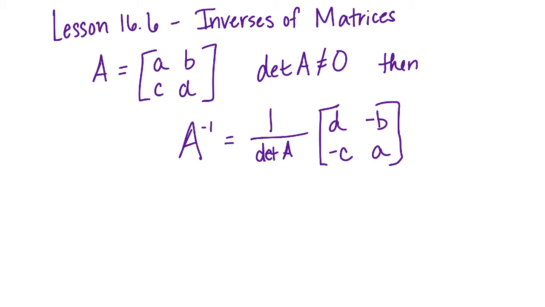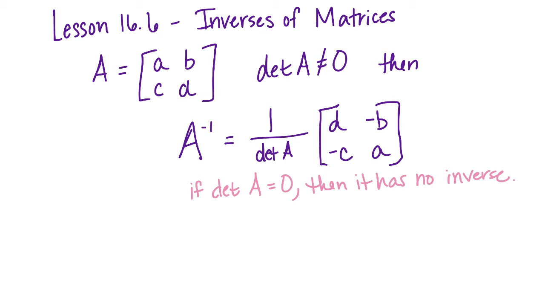Let me just show you here. The d and the a switch, and the b and the c become negatives. So that's the little formula that we're going to use. If the determinant of A is equal to 0, then it has no inverse.